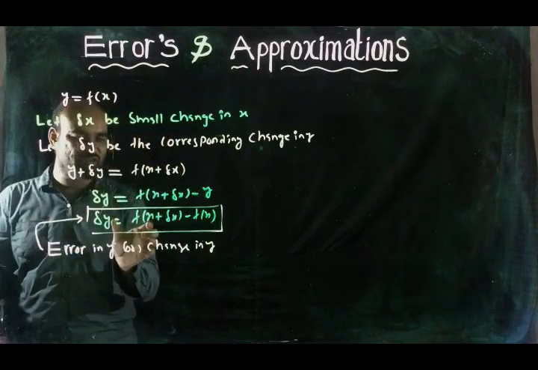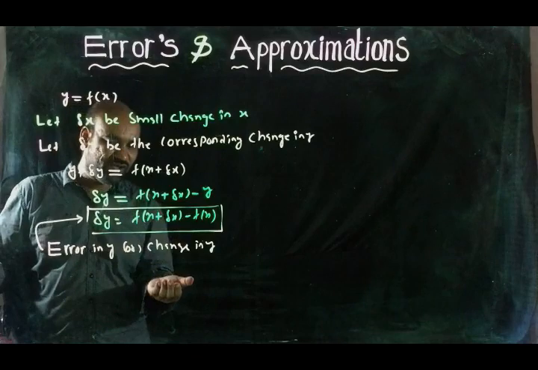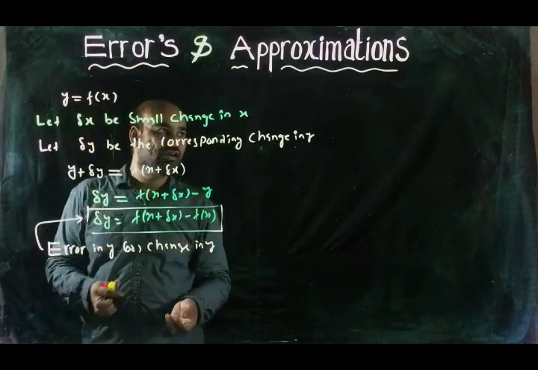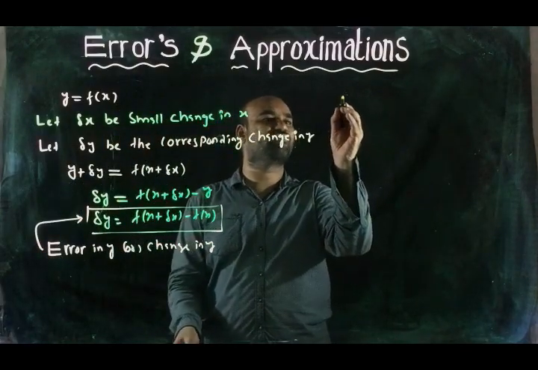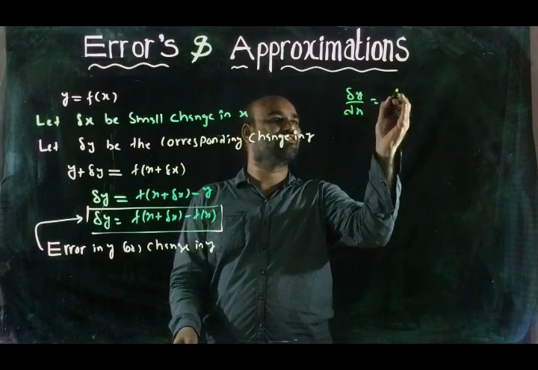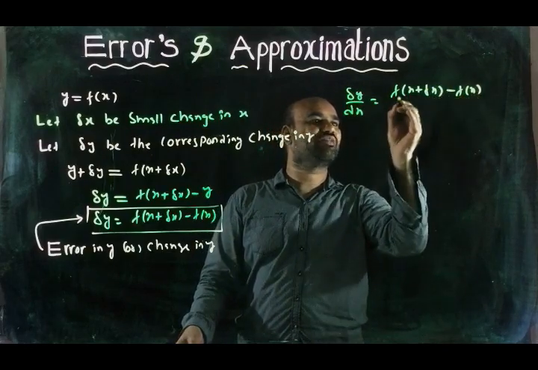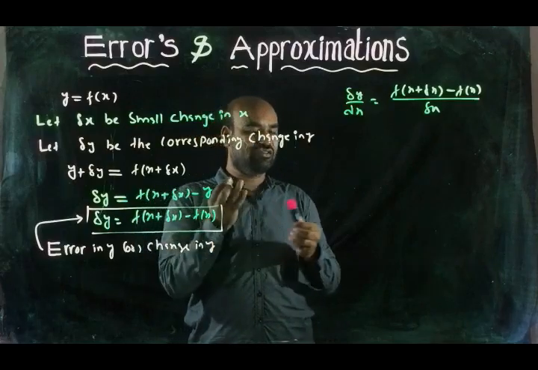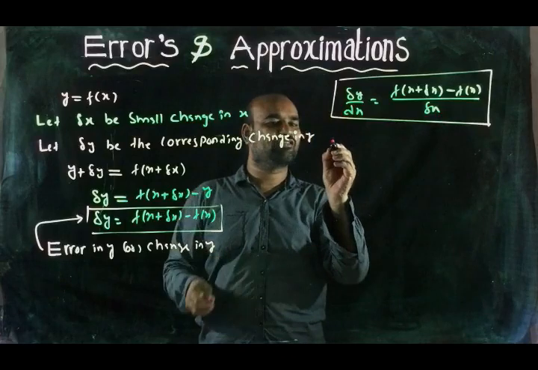By using this formula, you can find what change happened in y with respect to the change happened in x. Okay. Sometimes you need to find the rate of change of y. Delta y by delta x equals f of x plus delta x minus f of x by delta x. This is the rate of change of y.